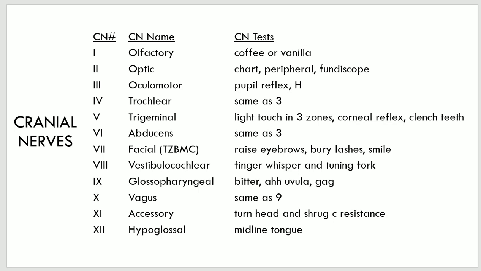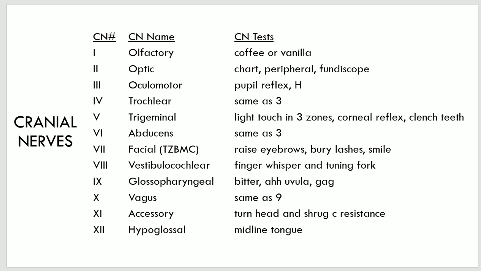TZBMC. The zebra bit my cheek. That's what I want you to remember. Cranial nerve number 7, the facial nerve, the zebra bit my cheek. So, what does that stand for? T, temporal, Z, zygomatic, B, buccal, so buccal's in your cheek, M, mandibular, and C, cervical. The zebra bit my cheek. Temporal, zygomatic, buccal, mandibular, cervical. That's your facial nerve. Those are the 5 zones of your face.